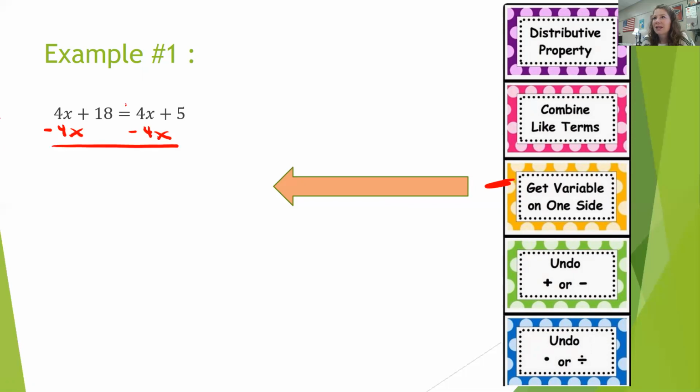All right. Where'd my line go? Oh my goodness, this board.